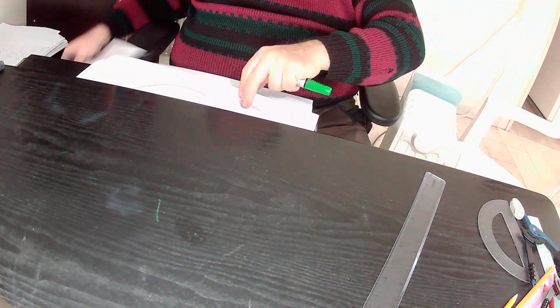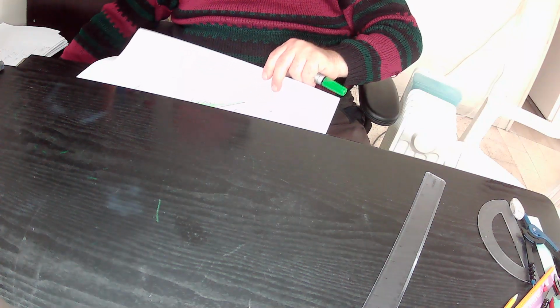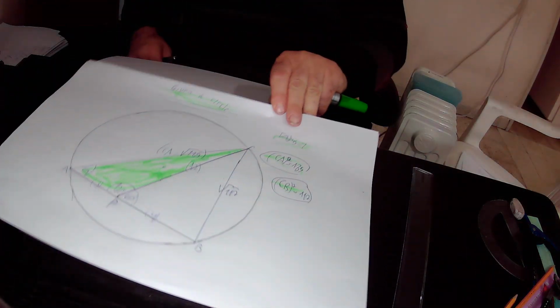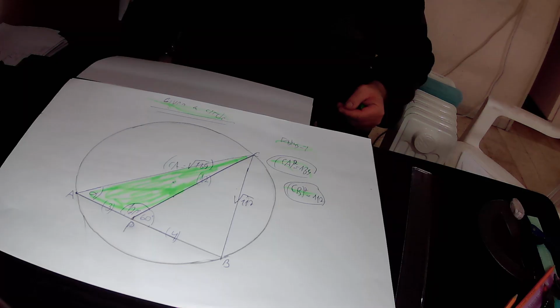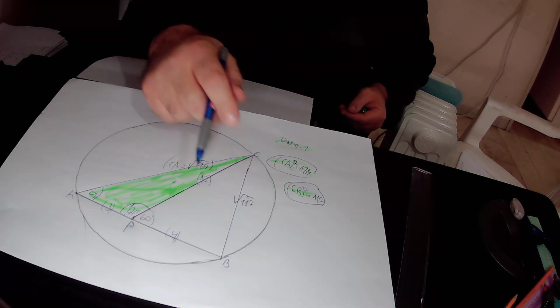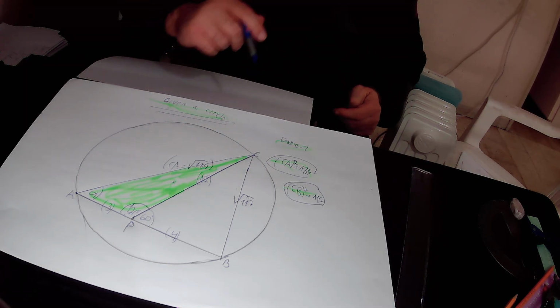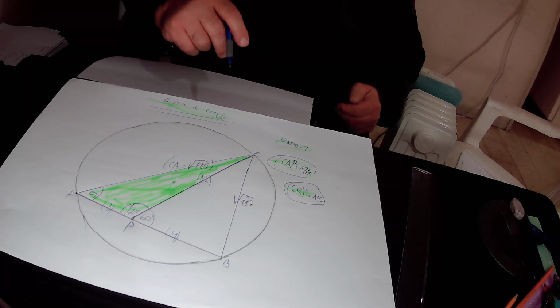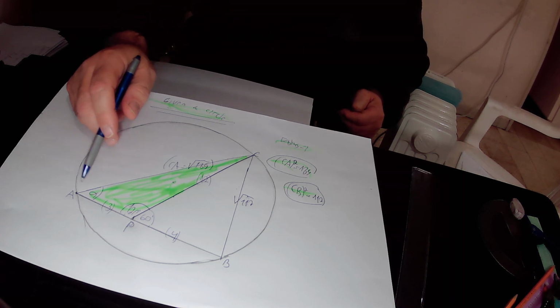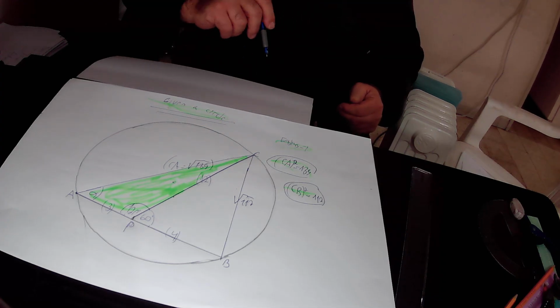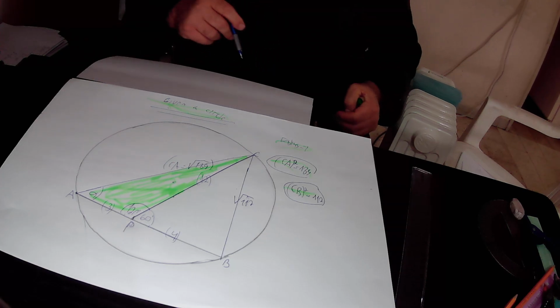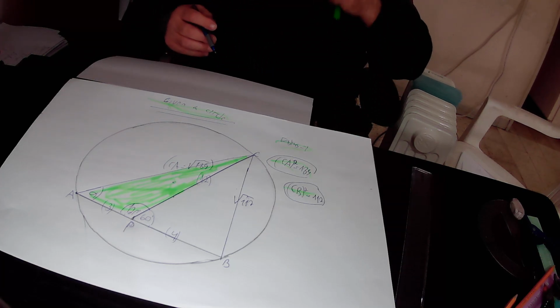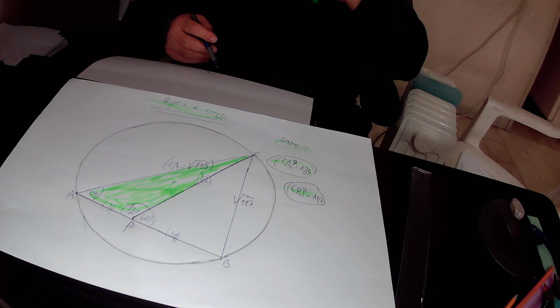Well, because here this triangle ABC is inscribed by this circle. Why? Because all three vertices of triangle ABC lie on the circle itself. A, B, and C lie on the circle itself. Therefore, triangle ABC is inscribed by this circle. So we can implement the law of sines in triangle ABC.